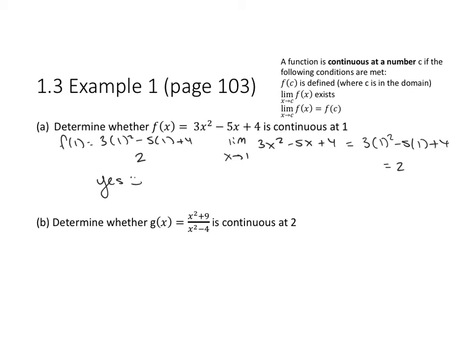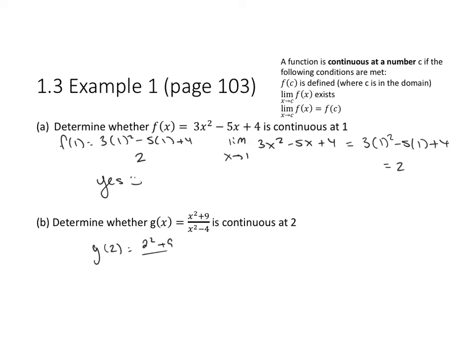Now let's take a look at this next one. Determine whether g of x equals x squared plus 9 over x squared minus 4 is continuous at 2. Right away, hopefully you can see that there's a problem here. At x equals 2, what does g of x equal? So let's plug it in.